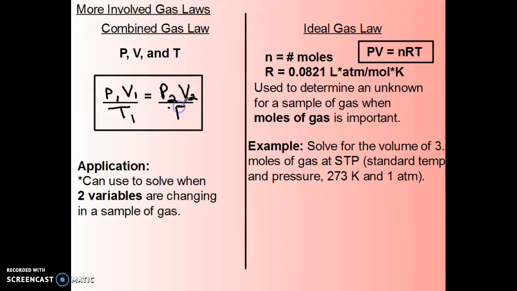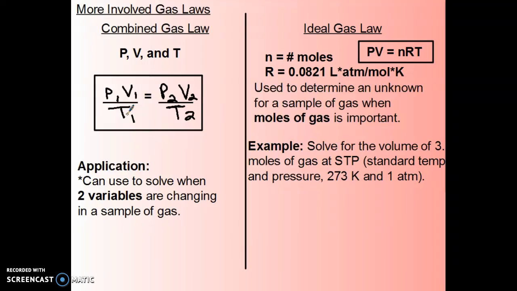by our second temperature. Now, the only instances in which you would need this equation is when there are two variables changing. So either you're given two pressures and two volumes, or for another example, two pressures and two temperatures. You could solve for your unknown out of the 6 possible variables. And we'll do an example of that in just a moment.